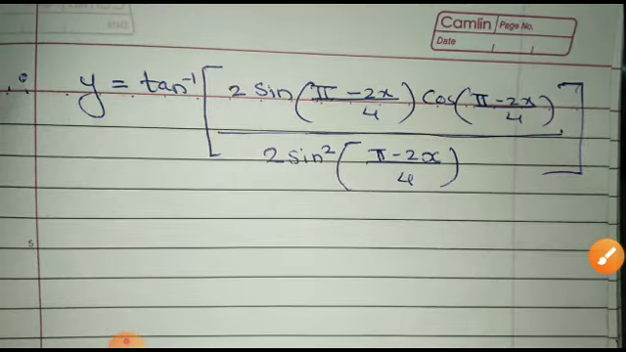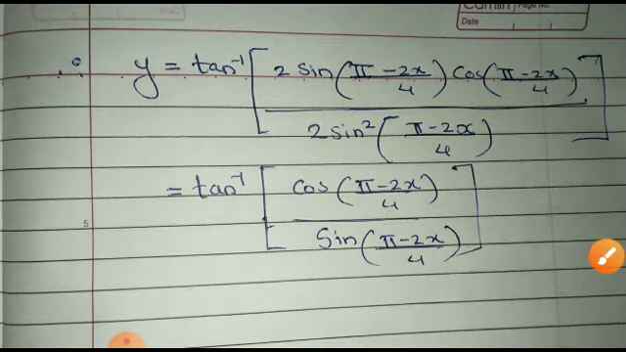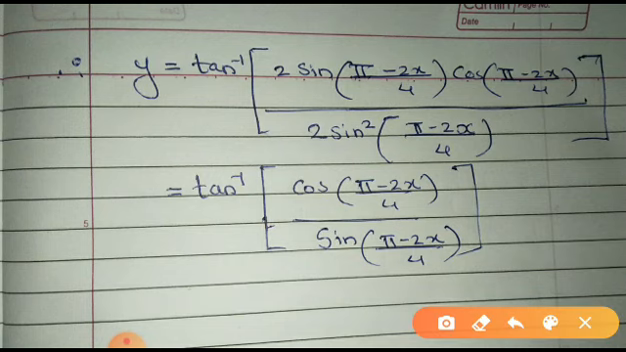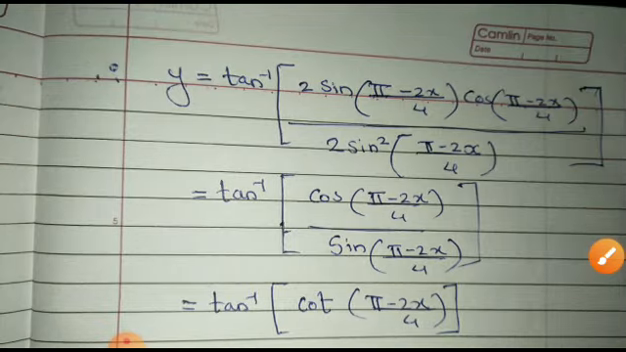Okay, so I can write the numerator as 2 into sine of pi minus 2x by 4 into cos of pi minus 2x by 4. Again, 1 minus cos 2 theta is 2 sine square theta, so instead of that, I have written it here. So after that, you can cancel one sine. This 2 will get cancelled and cos by sine you will get. But cos by sine is what? It is nothing but your tan. Sorry, cos by sine, it is cot. Okay. So I'll be getting it as tan inverse of cot of pi minus 2x by 4.